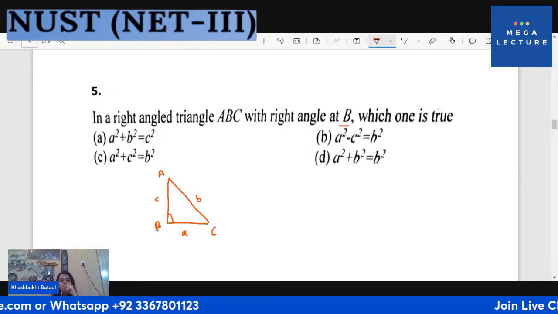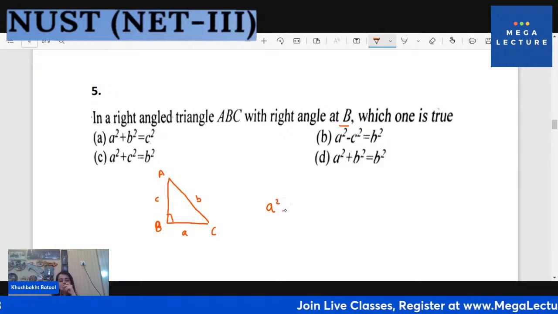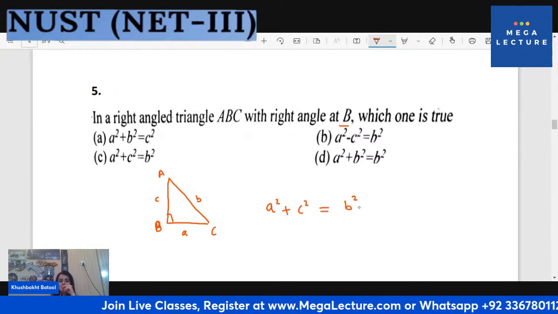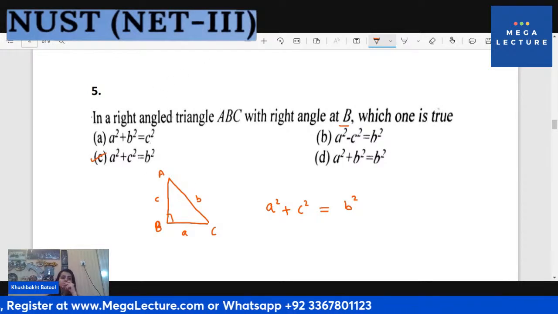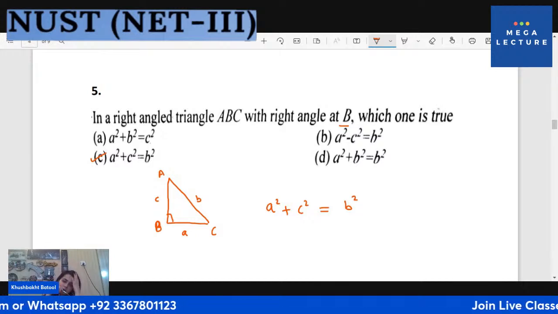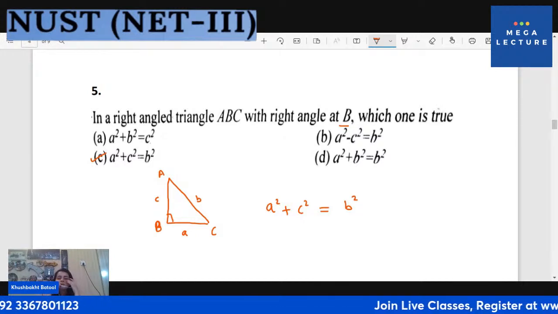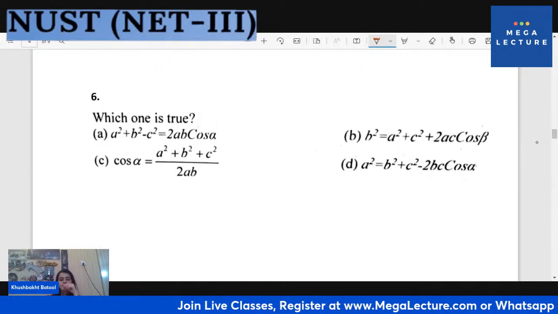And as per the Pythagoras theorem, what do we know? The sum of the smaller sides, a squared plus c squared, would basically equal the square of the largest side. So this is option C. This is the basic Pythagoras theorem that you need to know, and it is used a lot of times. So that is why C is going to be the answer. Okay, let's talk about the next question.